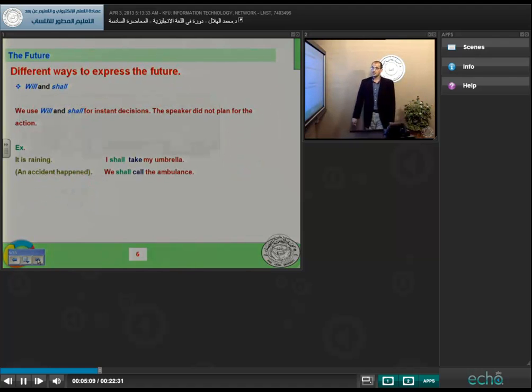So we use will and shall for instant decisions the speaker did not plan for the action. Now this brings us to the question, can we use will and shall to express any future action or any action that we predict to happen in the future? The answer to this question, no. We use will and shall only when the speaker wants to indicate an action that happens immediately, when the decision is happening immediately, when there is an instant decision that the speaker, for example, did not take long time thinking of whether to take the action or not.